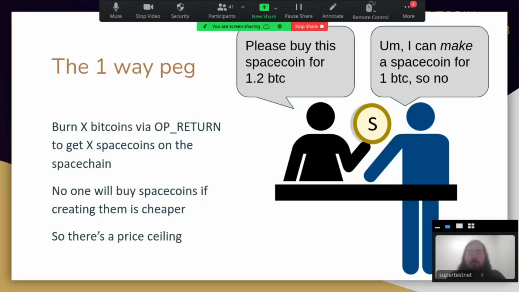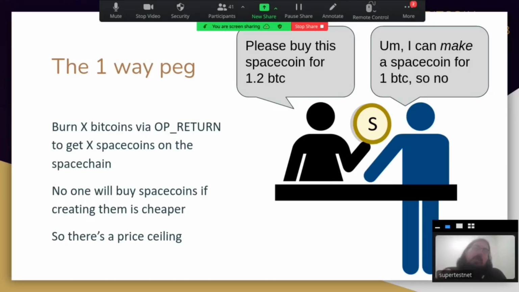So that's kind of a cool property. The one-way price peg means that there's a cap on the price of this token, and it's less like an altcoin. So no one will buy space coins if creating them is cheaper, so there's a price ceiling on them, and that's kind of an interesting property of the one-way peg.